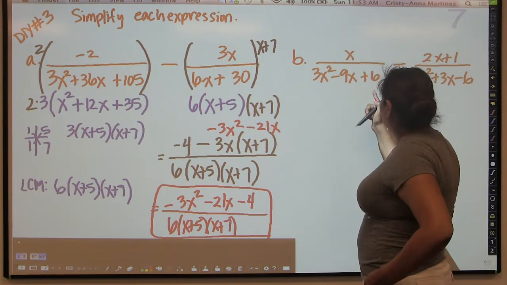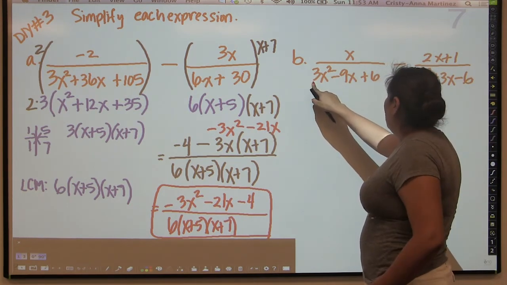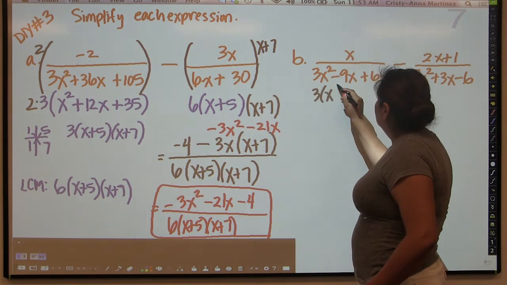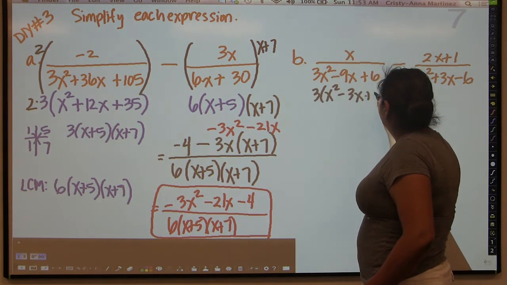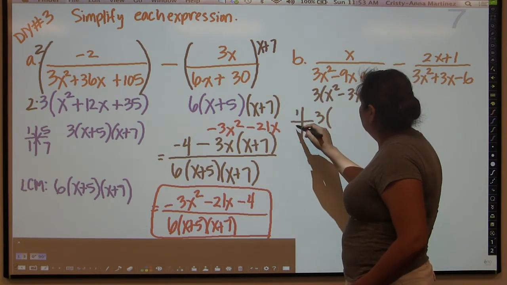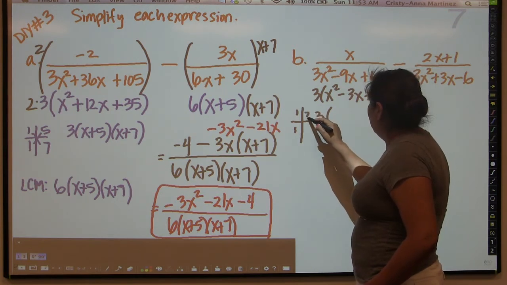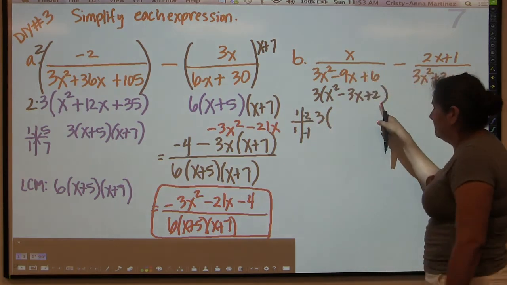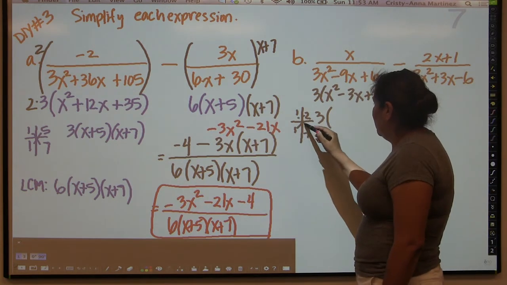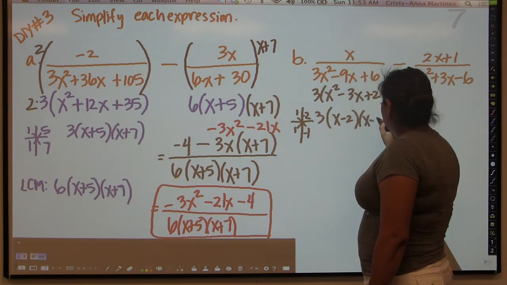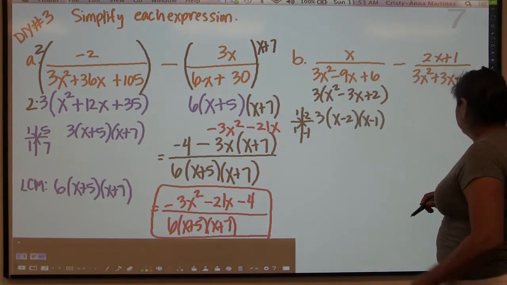So we're going to factor out this guy again. The 3, all of these terms have a 3 in common. So we're going to take out the 3. And then that'll become, we can factor that guy, 1 and 1, and then 2 and 1, and make them both negative this time. Negative 2 times negative 1 is positive 2. And then when I add negative 2 and negative 1, I get negative 3. So we're going to go x minus 2, x minus 1 for that guy.